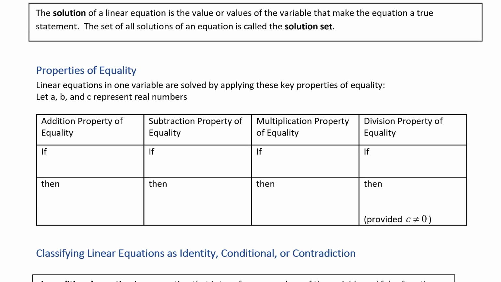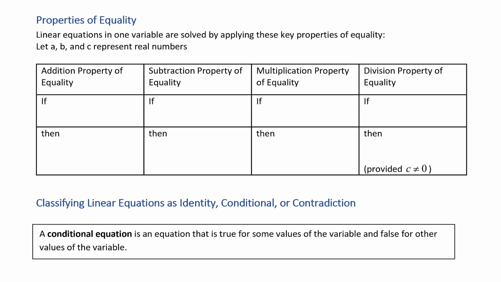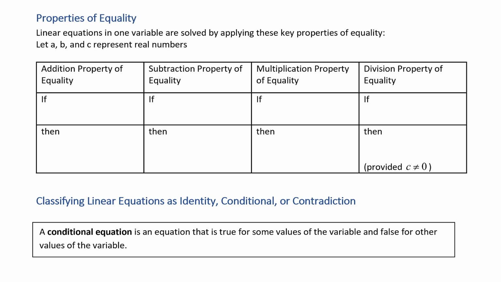What you see here is a chart, and we have 4 properties of equality going across the top of each one of these 4 columns in this chart. We have the addition property of equality, the subtraction property of equality, the multiplication property of equality, the division property of equality. Let's start off by writing in first the addition property of equality. The addition property of equality states that if we have a linear equation of the form a equal to b, then a plus c is going to be equal to b plus c.